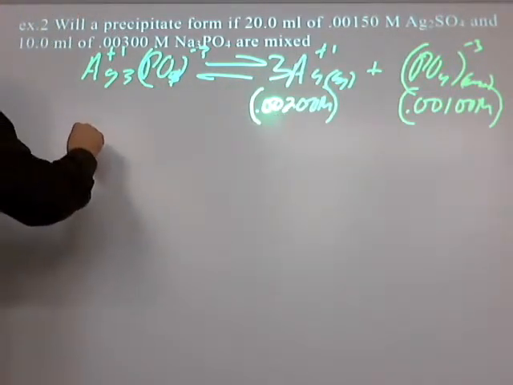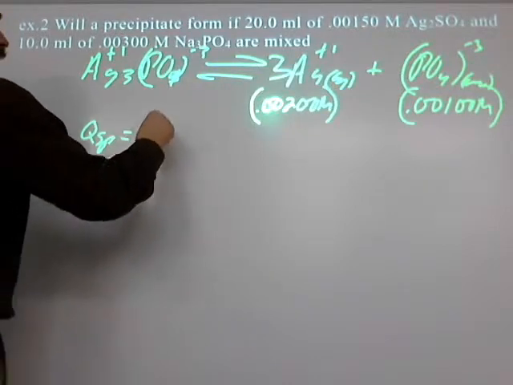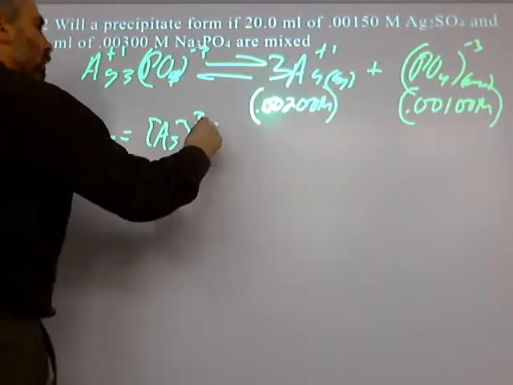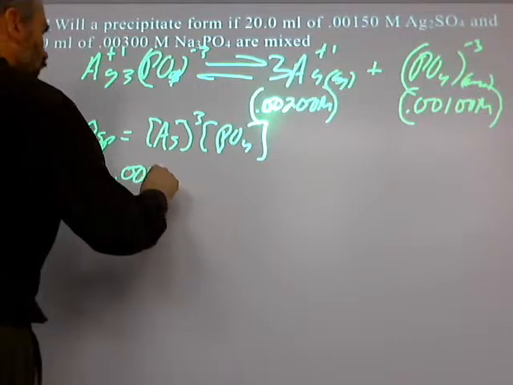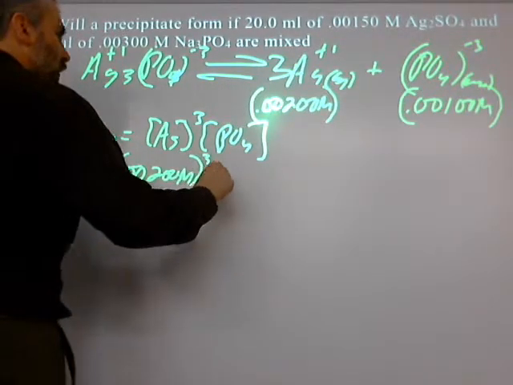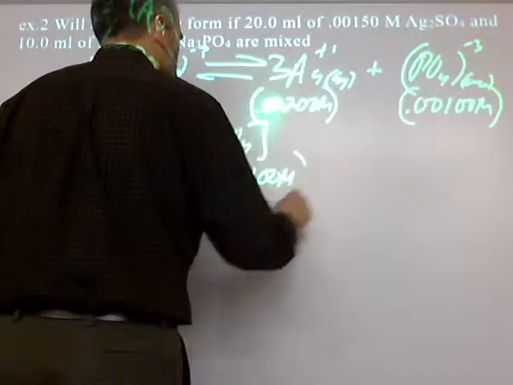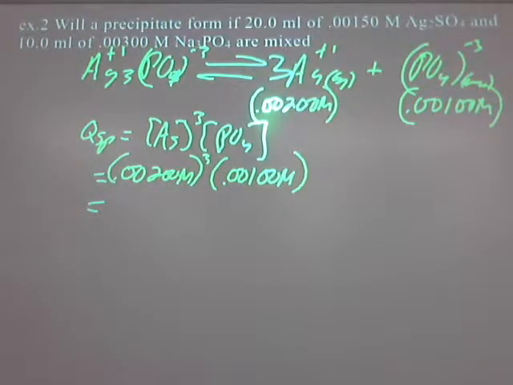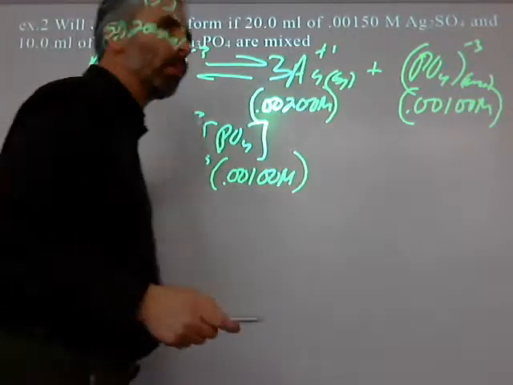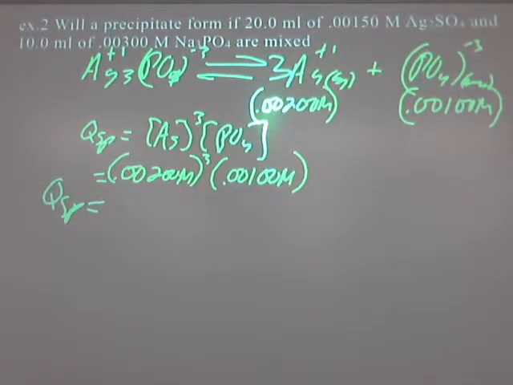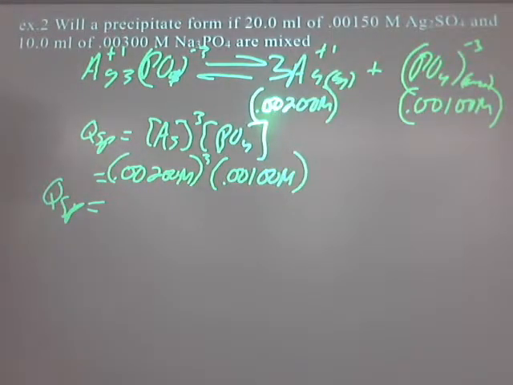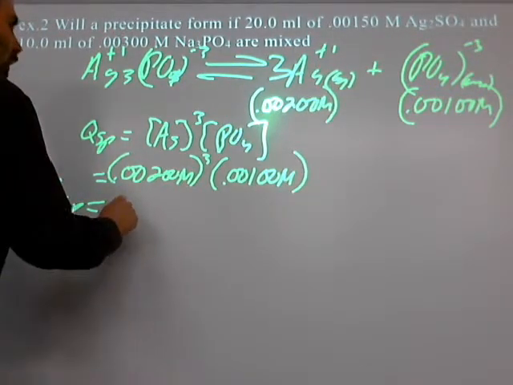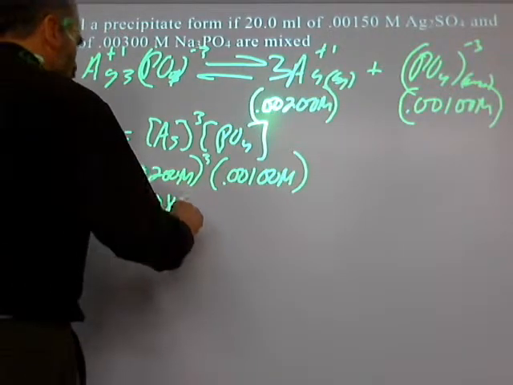Okay? All right, so my Qsp is going to be Ag cubed times PO4. So it's going to be 0.00200 molar cubed times 0.00100 molar. Get your calculator out, do all that. You're going to get a very small number, but not small enough. Because remember what the Ksp was for this guy. The Ksp for this guy was very small. So what do you get when you do that? I got 8 times 10 to the negative 12. Exactly 8. So 8.00 times 10 to the negative 12th.